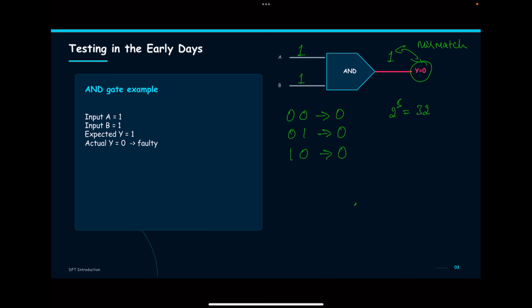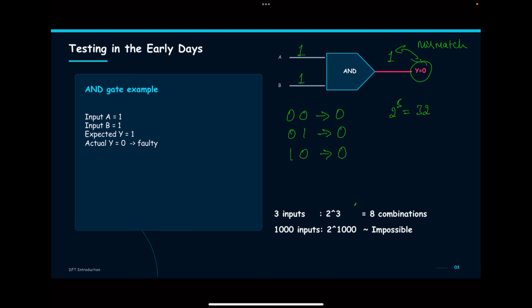In traditional designs, the number of input pins is not much; it is comparatively less. But in today's chip technology, we have over 1,000 primary input pins in a design. Do the math. 2 power 1000 is such a big number. It is comparable to the total number of atoms in the entire universe.